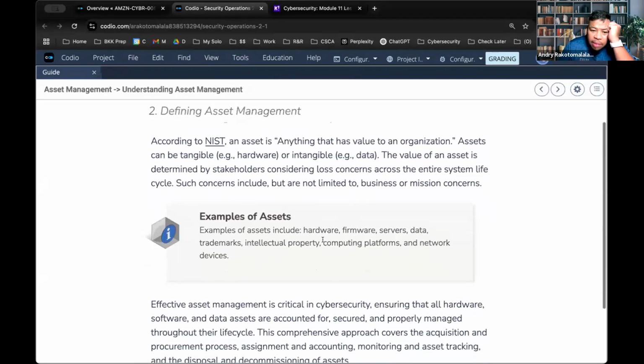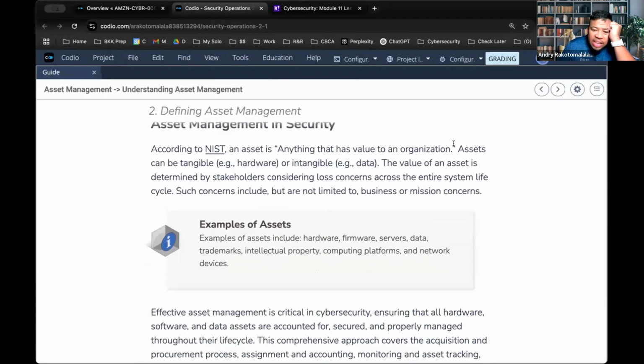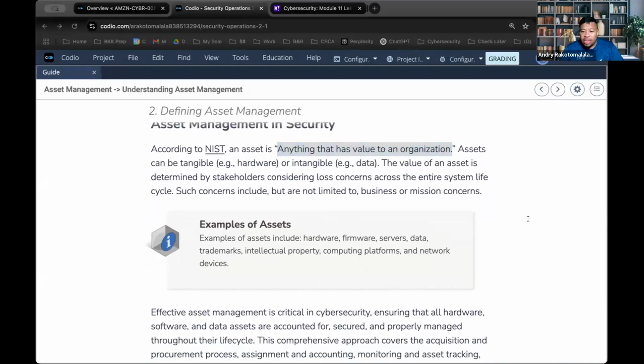Now, the way that NIST described it is anything that has value to the organization. So yes, people do have value and different systems also have value. The way that I like to think of it is just anything that makes the business valuable, anything that enables the business to accomplish their goal.